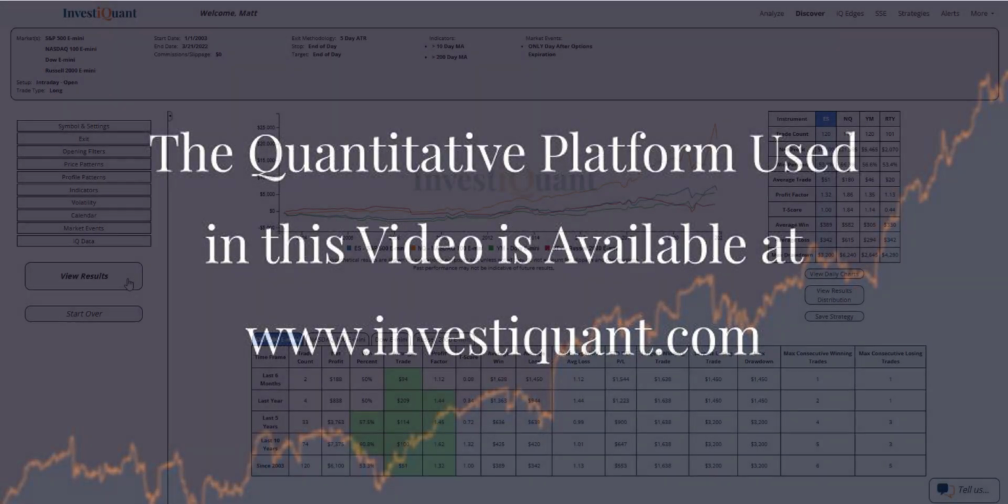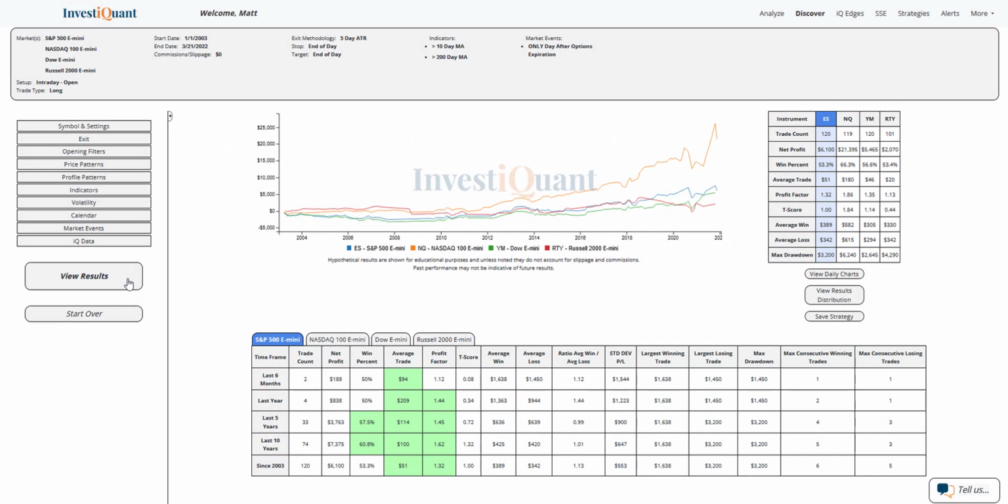All right, here we go. These are the results based upon entering the market long at 9:30 a.m. Eastern Time, exiting at 4:15 p.m. Eastern Time, when it is the day after options expiration day, and options expiration day finished above a 10 and 200-day simple moving average. Historically, we've got 120 samples here in the S&P, 119 in the NASDAQ, 120 in the Dow, 101 in the Russell.